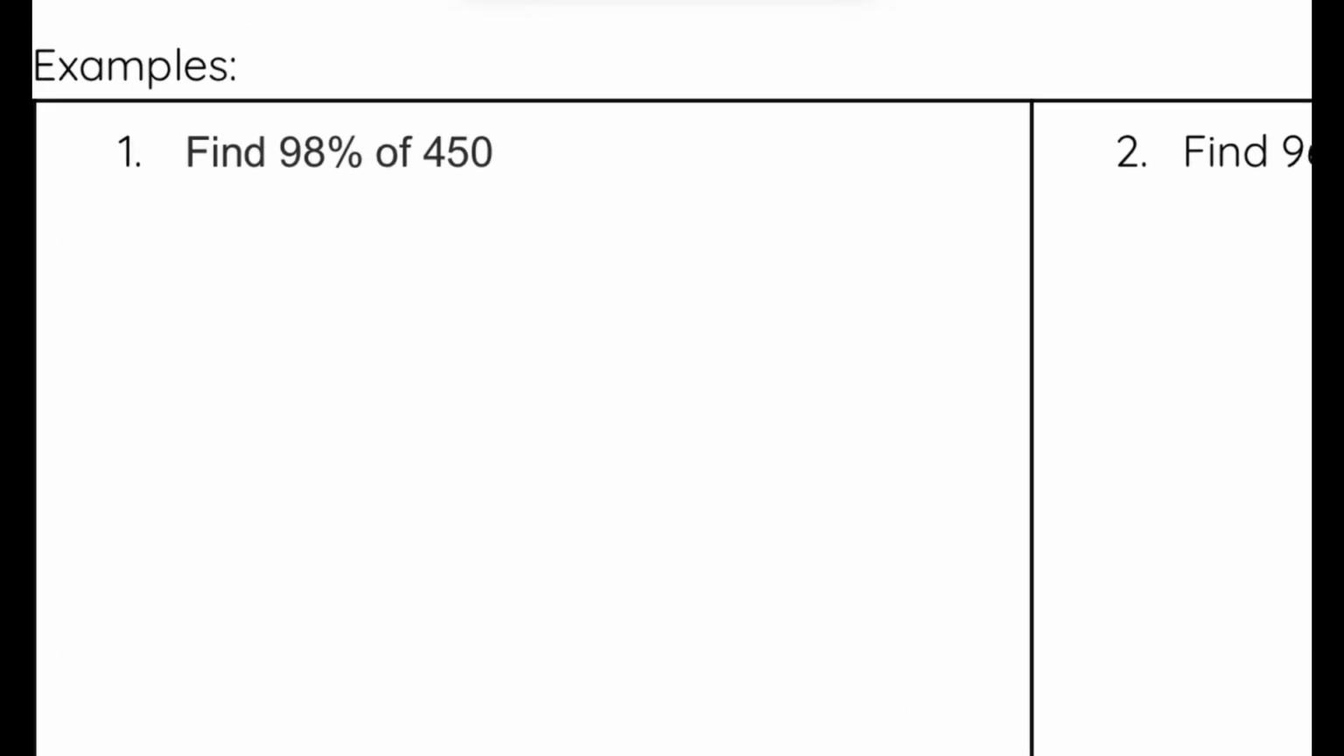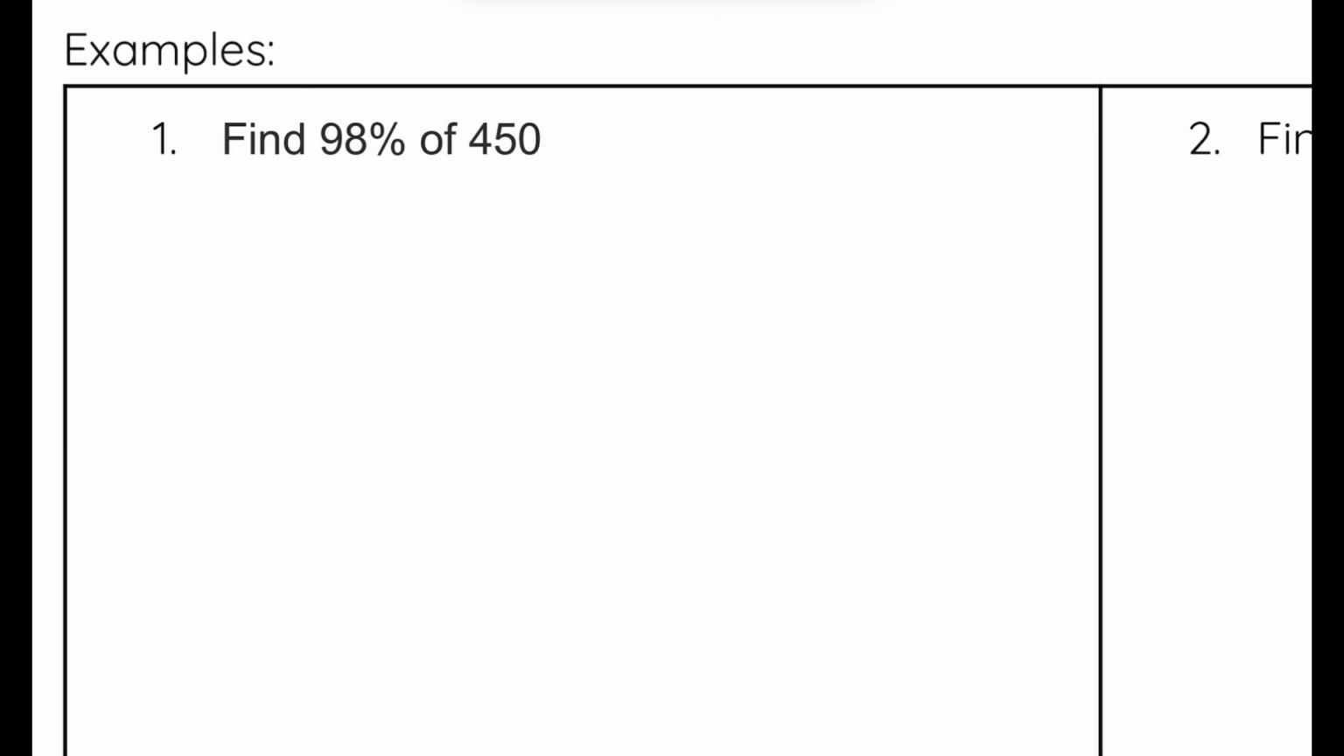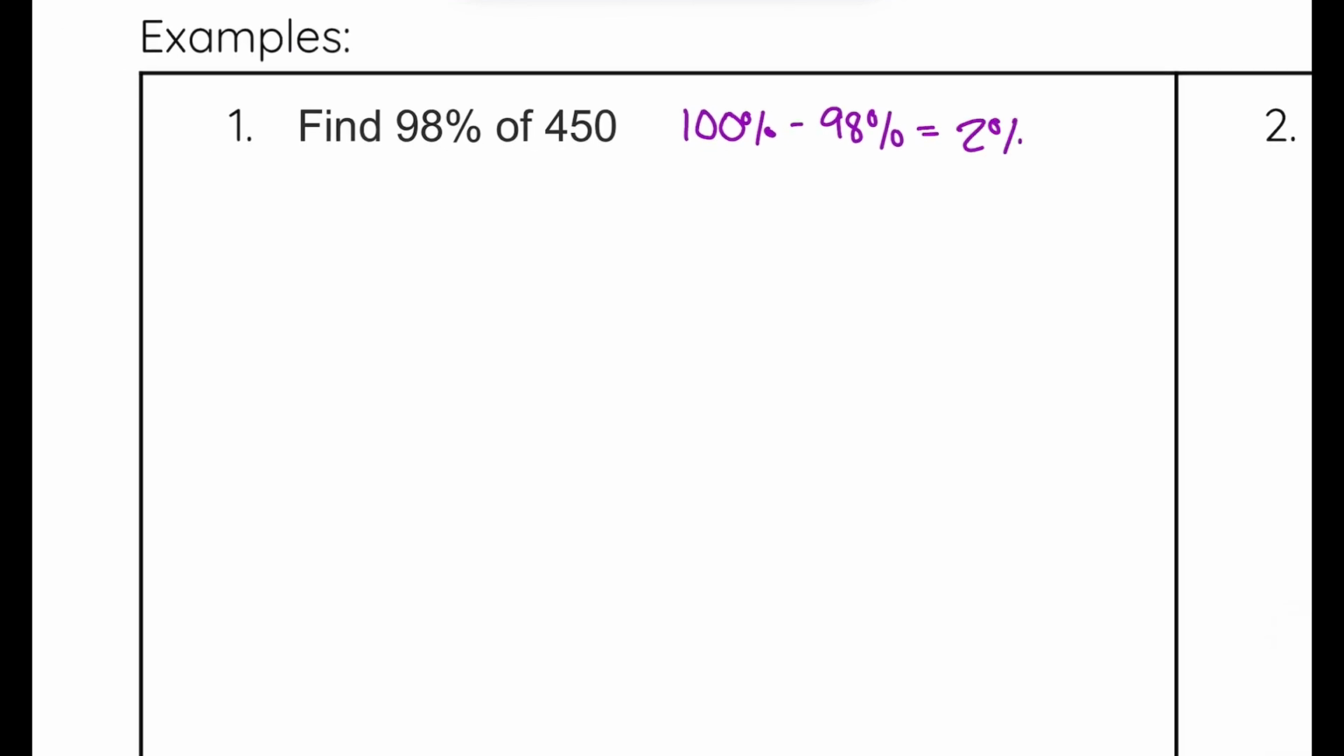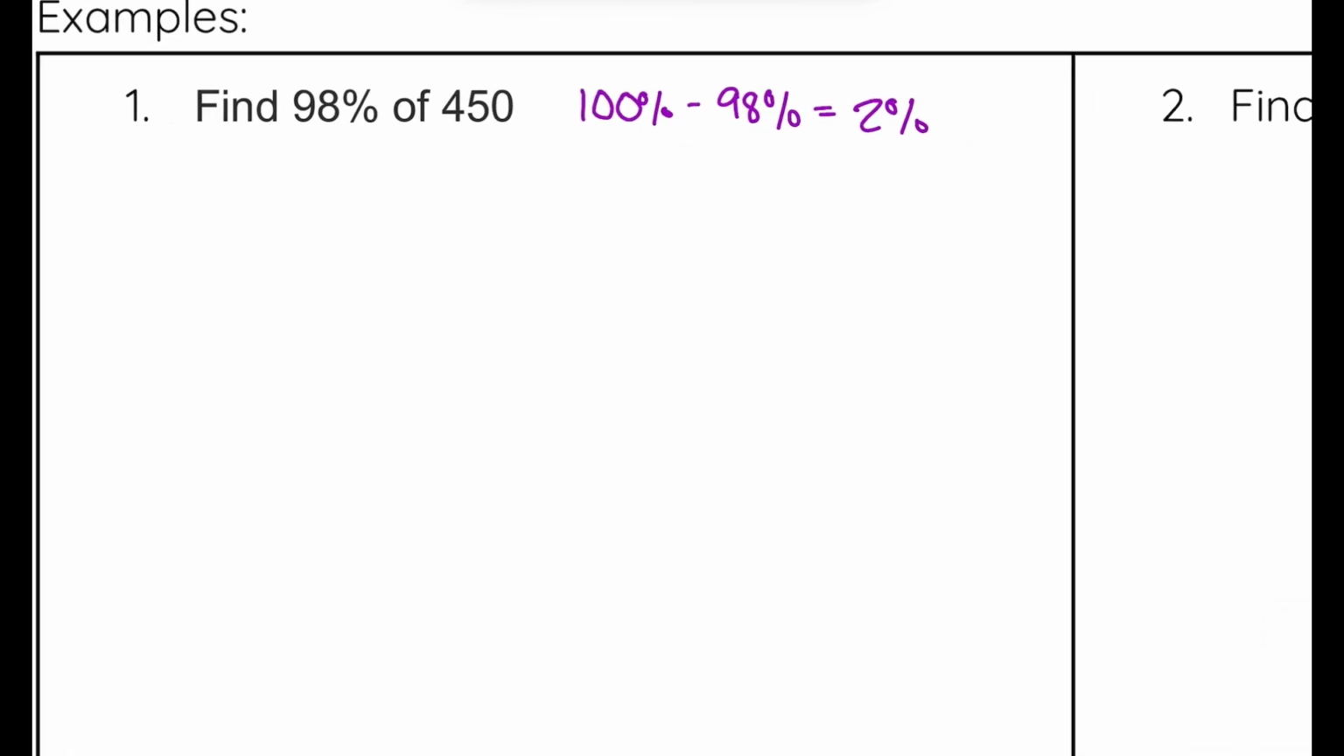Let's take a look at a couple examples. So this first example, we want to calculate 98% of 450. So the difference between 100% and 98%, of course, is 2%. And so what we need to do is we need to calculate 2% of 450 and then subtract that from 450. So we have 450 minus 2% of 450. So that is what we need to calculate.